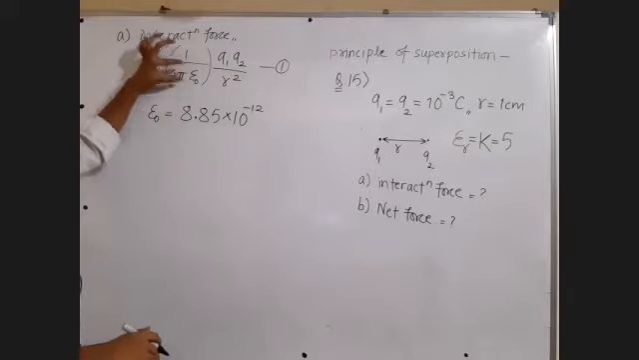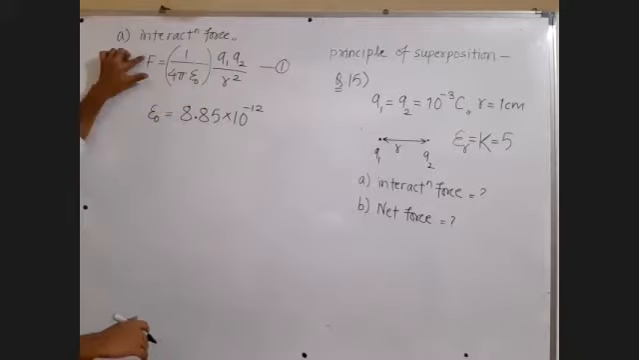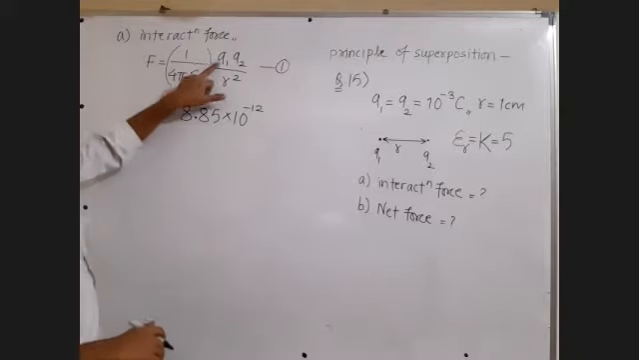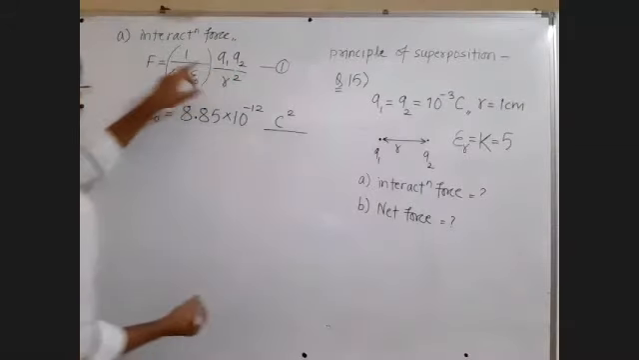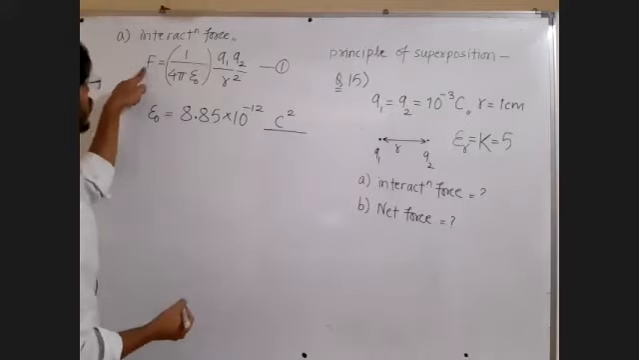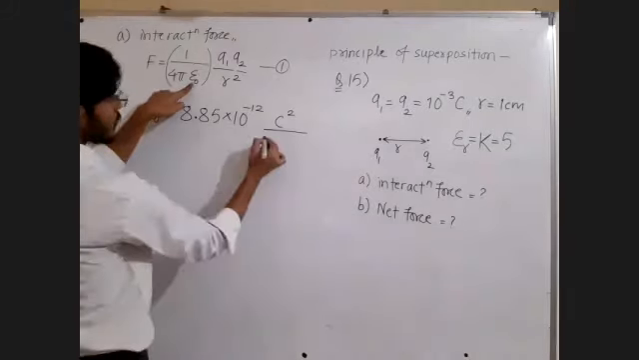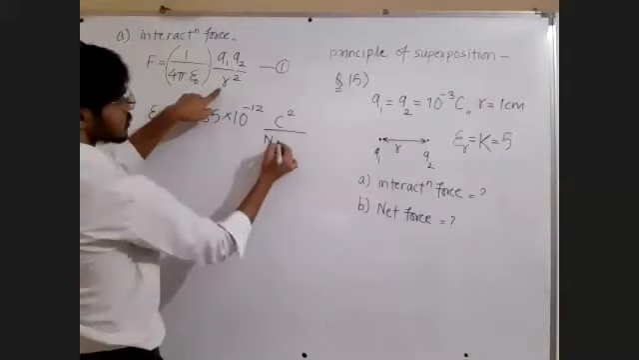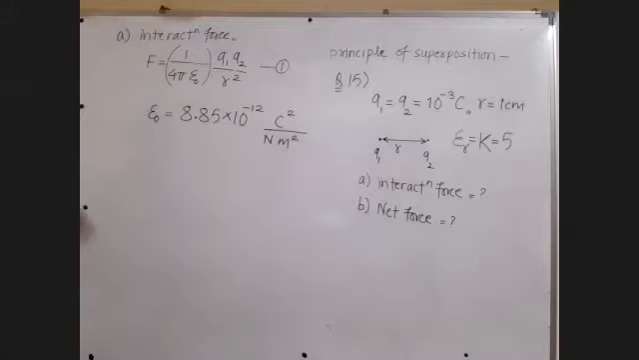Put this epsilon 0 on the left and this force on the right. Coulomb into coulomb will become coulomb square, divided by epsilon 0 on the left-hand side, and this force at the bottom means Newton. Distance square means meter square. This is the value of epsilon 0.